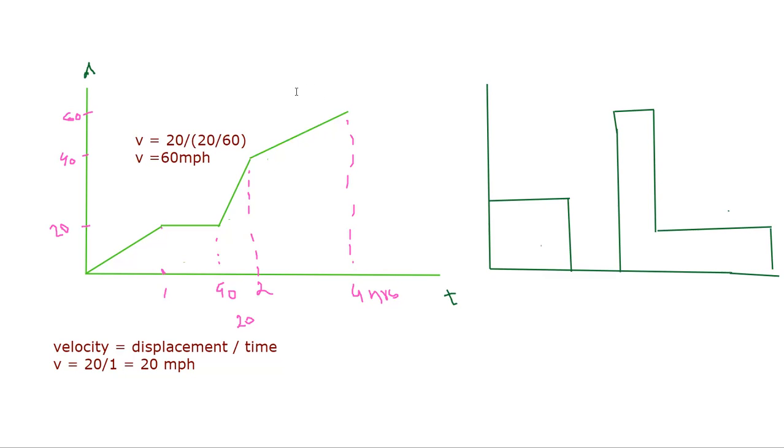And for the final portion, the displacement is the same, that is 20 miles. The time for this region is 2 hours. That would be equal to 10 miles per hour.